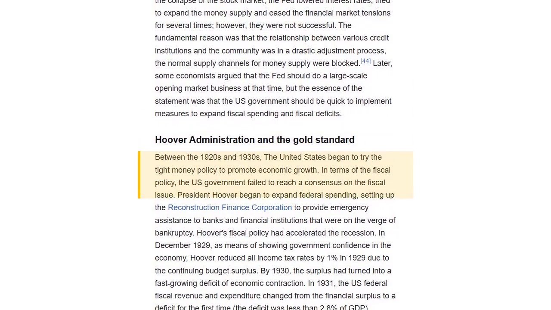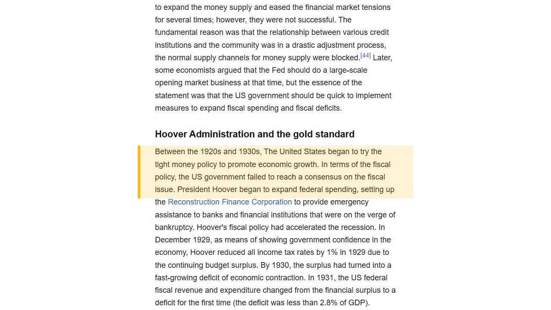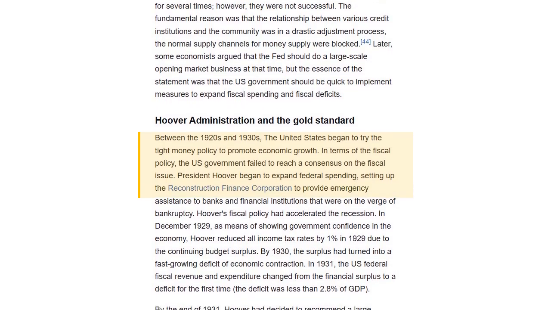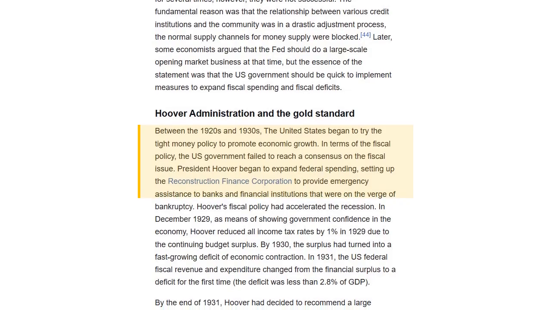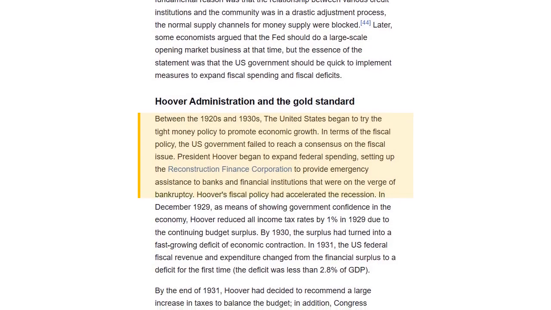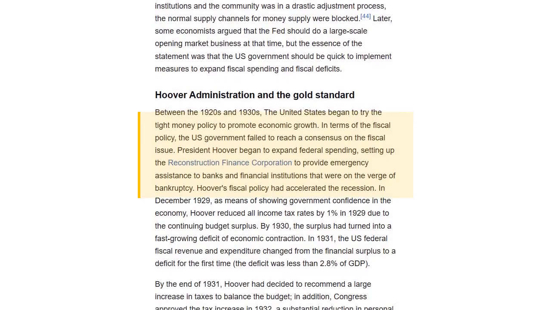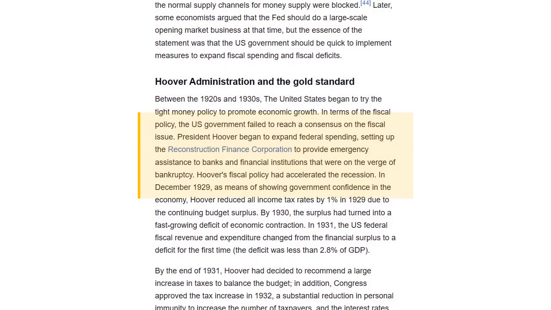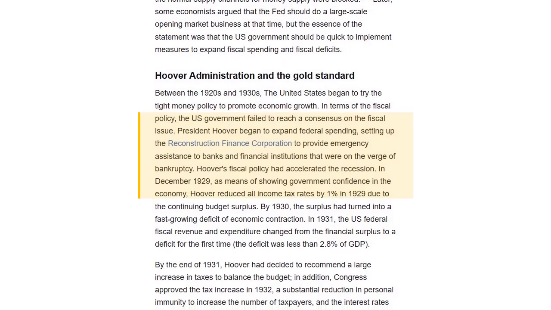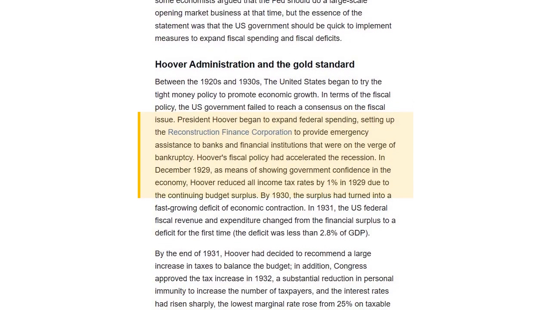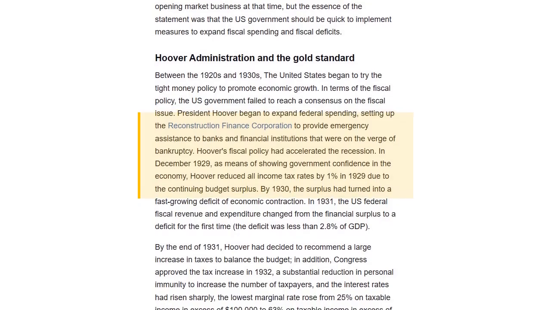Between the 1920s and 1930s, the United States began to try the tight money policy to promote economic growth. In terms of the fiscal policy, the US government failed to reach a consensus on the fiscal issue. President Hoover began to expand federal spending, setting up the Reconstruction Finance Corporation to provide emergency assistance to banks and financial institutions that were on the verge of bankruptcy. Hoover's fiscal policy had accelerated the recession.